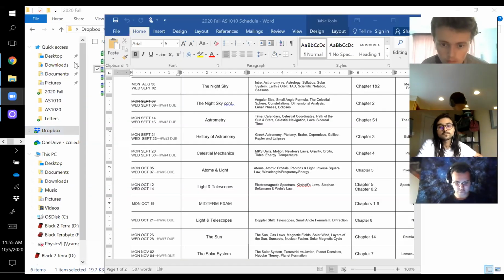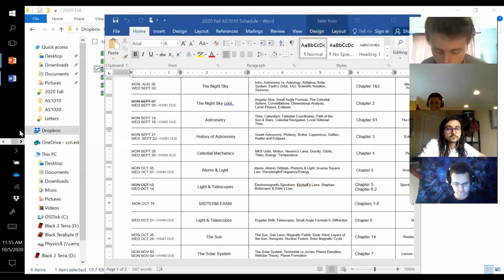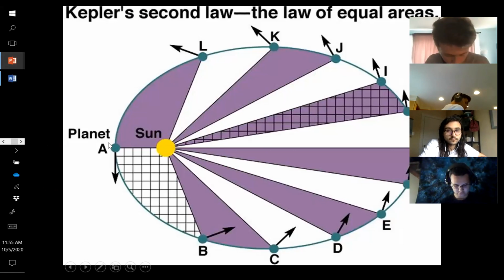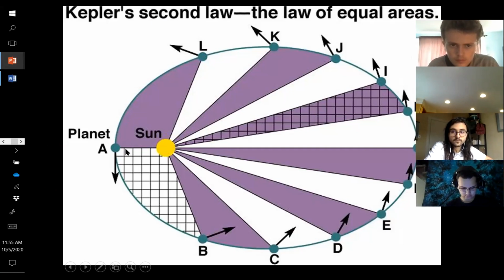Let's look at the cartoon picture in case anyone missed that the first time around. That does seem to happen. Here we go. So a planet will sweep out equal units of area in equal units of time. Basically, it tells us that the planet travels faster when it's closest to the sun. It travels slower when it's farthest from the sun.